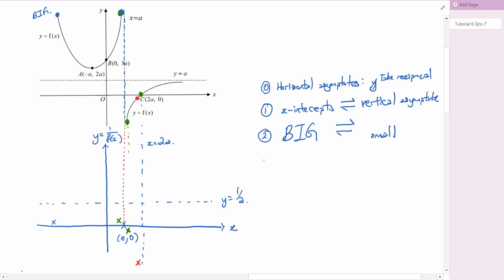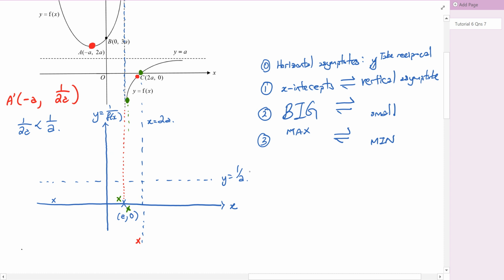Almost there. Last step: a maximum point will become a minimum point and vice versa. So where is the maximum point here? Sorry, this one is a minimum point. So a will now become a maximum point, with coordinates 1 over 2a. Take note, 1 over 2a is actually smaller than 1 over a because a is a positive number. So when you draw your graph, make sure it's below the horizontal asymptote. This is a prime, negative a, 1 over 2a.